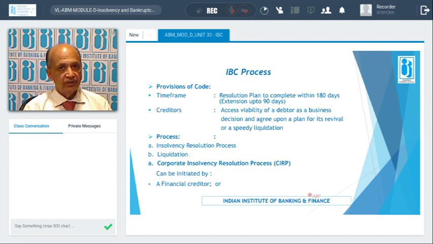That provision is there. Now, what is the process involved in this, either the resolution process or the liquidation process? As I told you, there are two processes involved. One is the insolvency resolution process, so far as viable units are concerned.